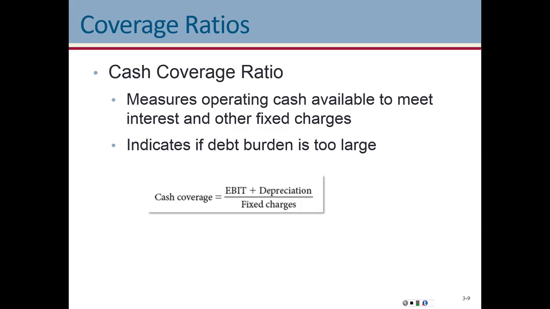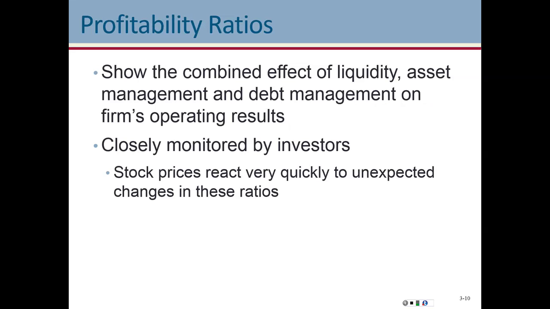Cash coverage. We have earnings before interest and taxes plus depreciation. That's basically our cash flow, a way in which we're calculating our cash flow. So we have our cash flow divided by fixed charges. Now, cash flow is how much money we are actually receiving in the corporation. So it's basically money divided by fixed charges: how many dollars in hand do we have to pay what we owe? If we owe a lot of money, this ratio is going to go down. If we have plenty of money, this is going to go up.